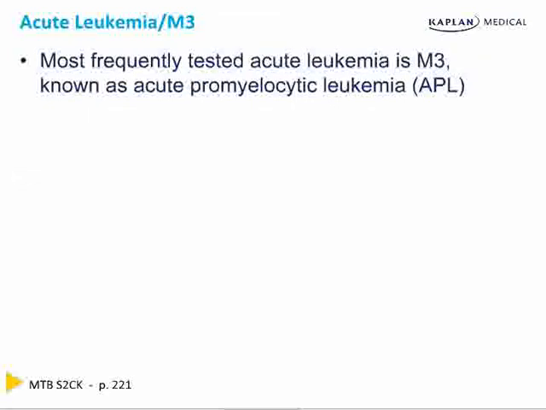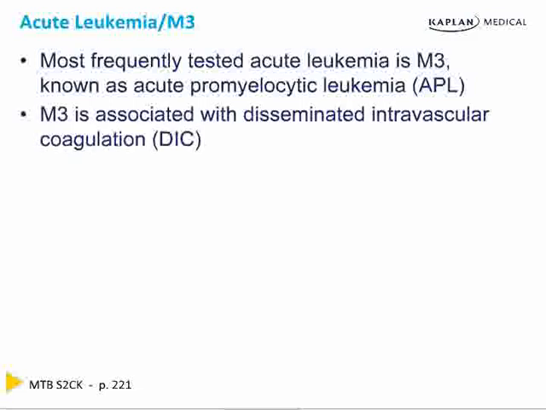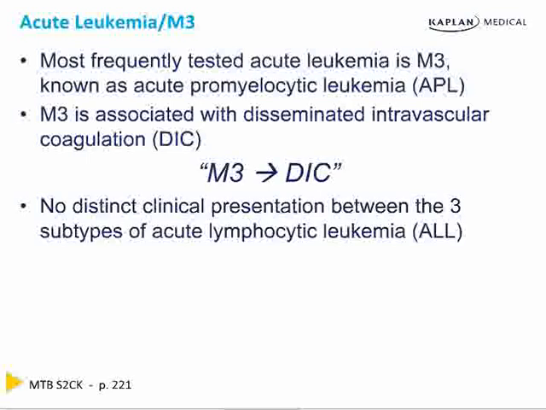The most frequently tested acute leukemia is M3, which is also known as acute promyelocytic leukemia. This is because M3 is associated with disseminated intravascular coagulation. M3 gives you DIC, because there's no distinct clinical presentation between the other subtypes. There's no distinct presentation between M4, 5, 6. That's why they are always asking about M3, because it's the only one that has a distinct clinical presentation, the only one that makes you bleed. None of the others have a distinct presentation, so you can't construct a question about things that are all the same. This is the only one that's different and unique.